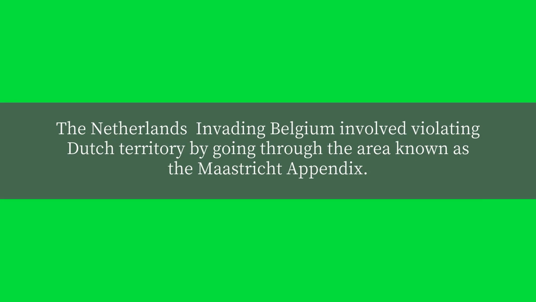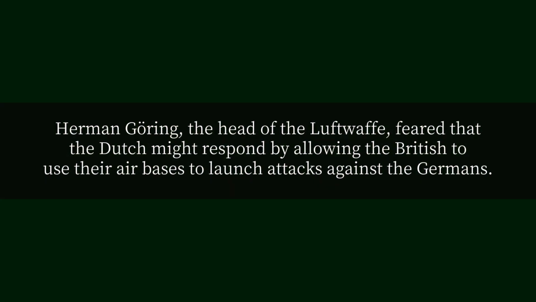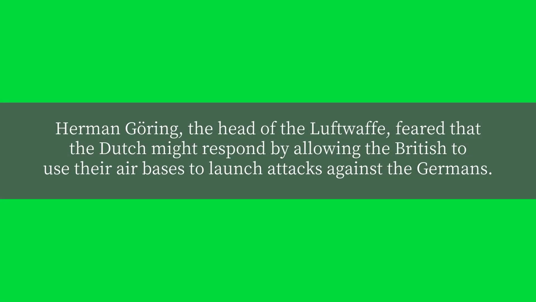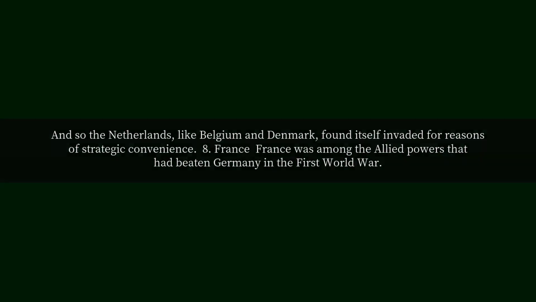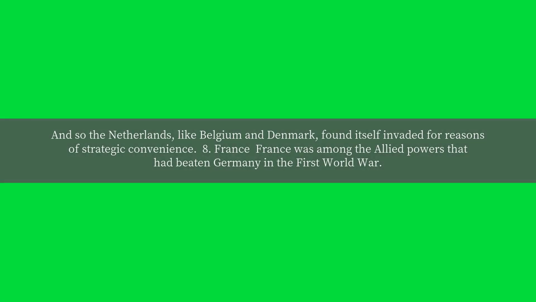7. The Netherlands. Invading Belgium involved violating Dutch territory by going through the area known as the Maastricht Appendix. Hermann Göring, the head of the Luftwaffe, feared that the Dutch might respond by allowing the British to use their air bases to launch attacks against the Germans. And so the Netherlands, like Belgium and Denmark, found itself invaded for reasons of strategic convenience.